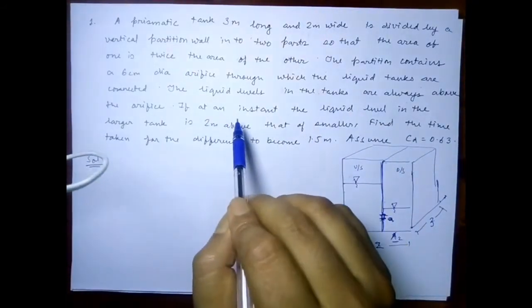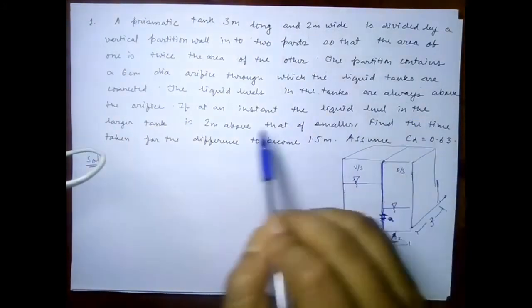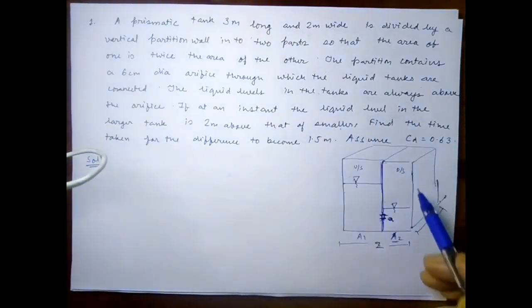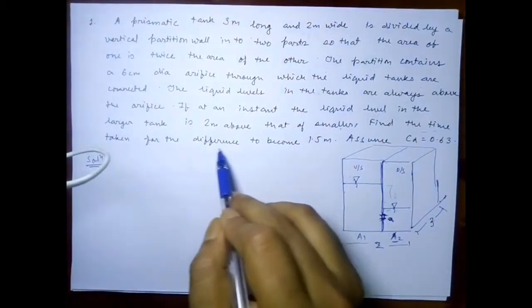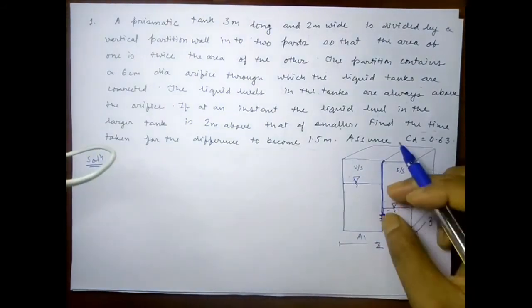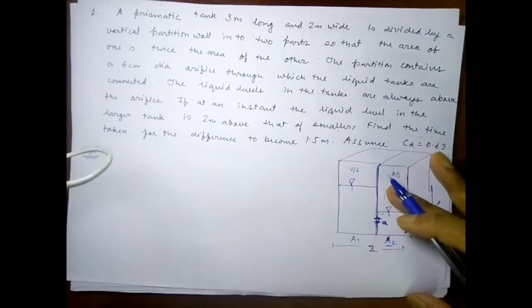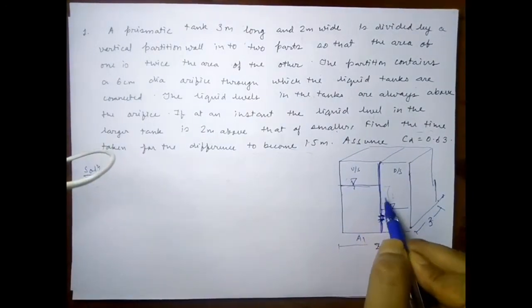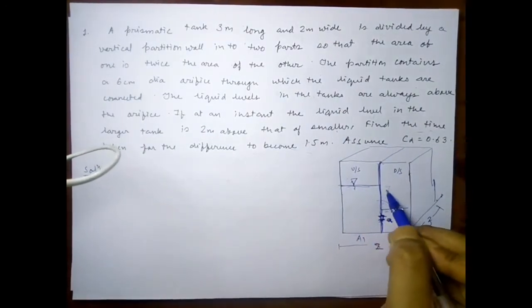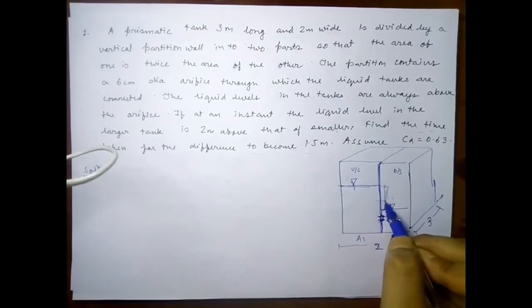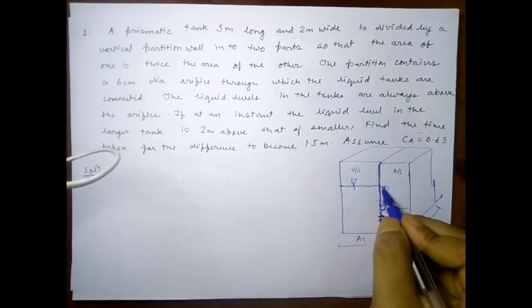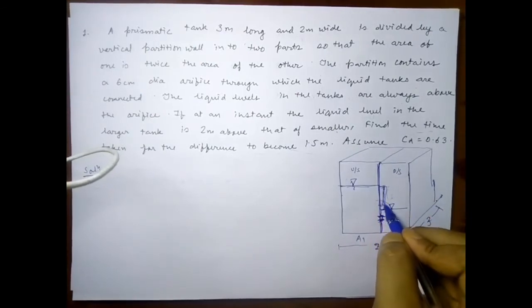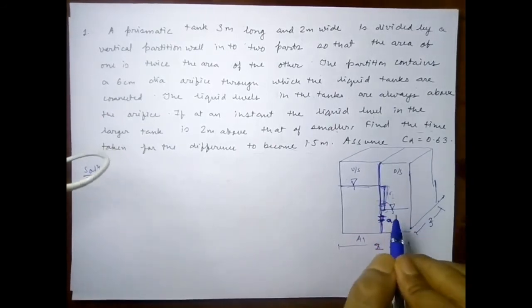Suppose at an instant the liquid level in the larger tank is 2 meter above that of the smaller. You are asked to find the time taken for the difference to become 1.5 meter. Here the water is at a higher level, so it will flow to this side, and this 2 meter difference will reduce. They are asking for the time taken for this difference to go from 2 meter to 1.5 meter.